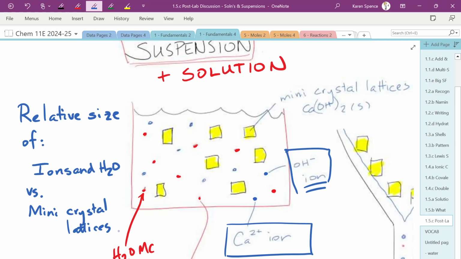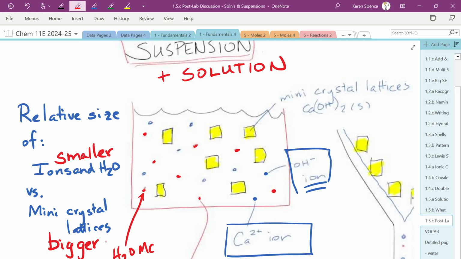Anyone want to tell me? Yes. Yeah, these guys are smaller and these guys are bigger. And that's going to be important because when we go to pour it through the filter, the filter paper has little teeny tiny holes in it, little pores. Because it's made of paper and the fibers crisscross each other, so you can see there's a little hole in there. But not a big hole. Okay?